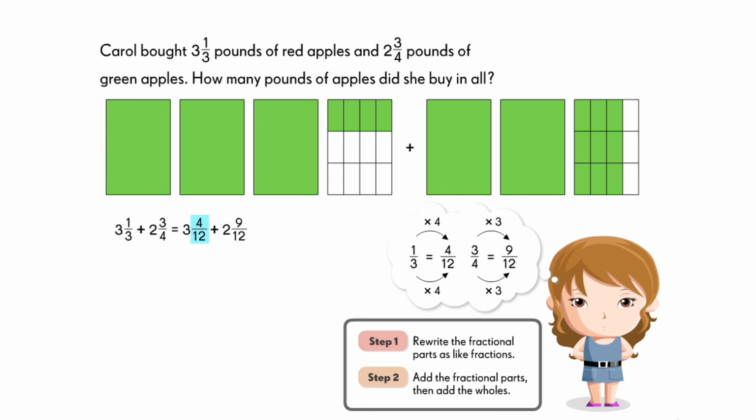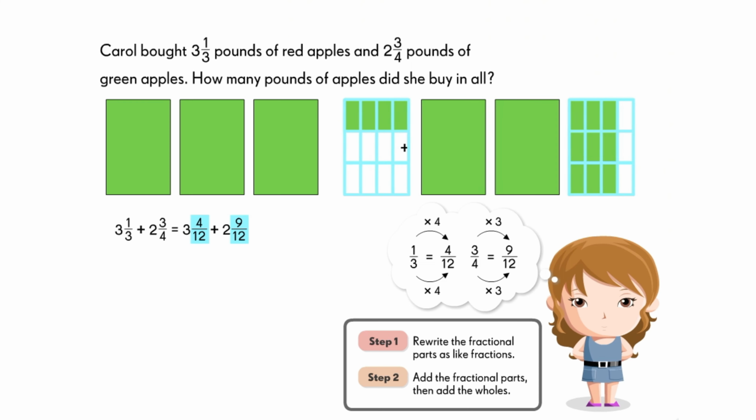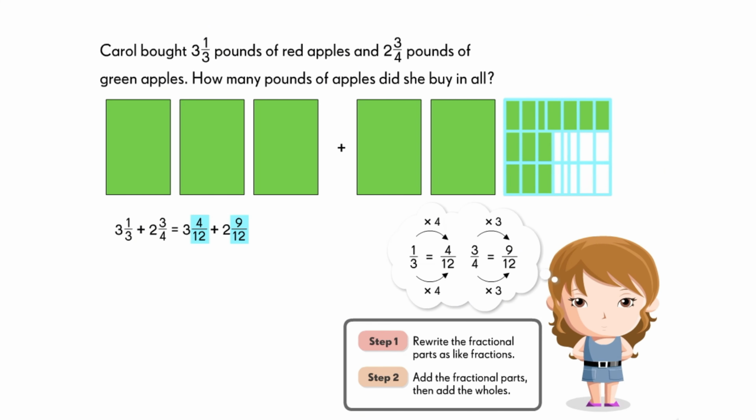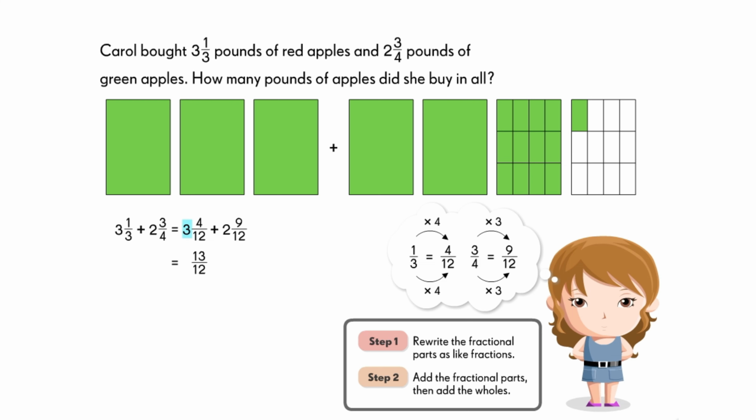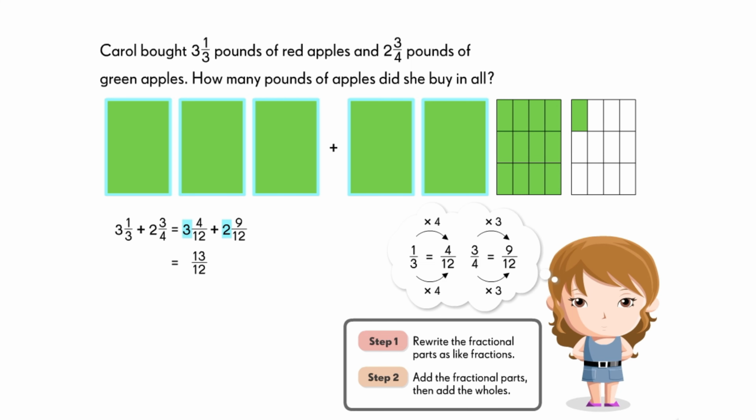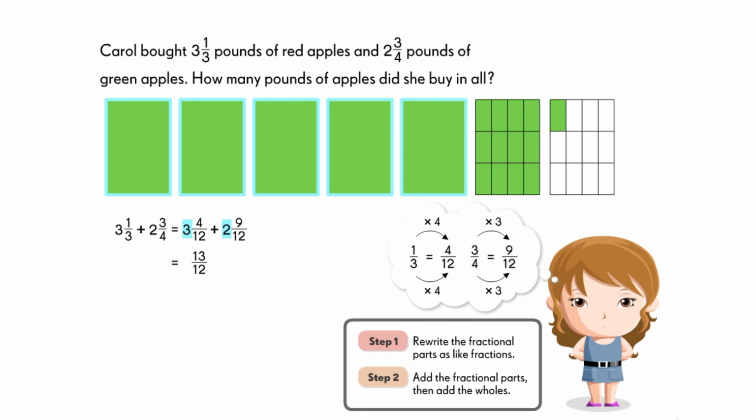4/12 plus 9/12 equals 13/12. 3 plus 2 is equal to 5.